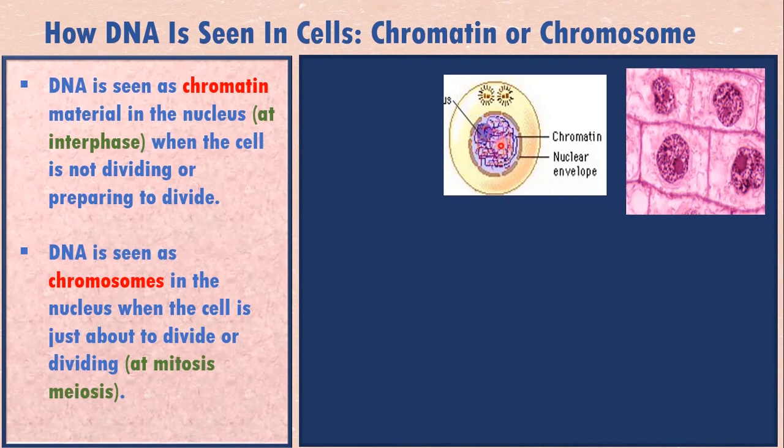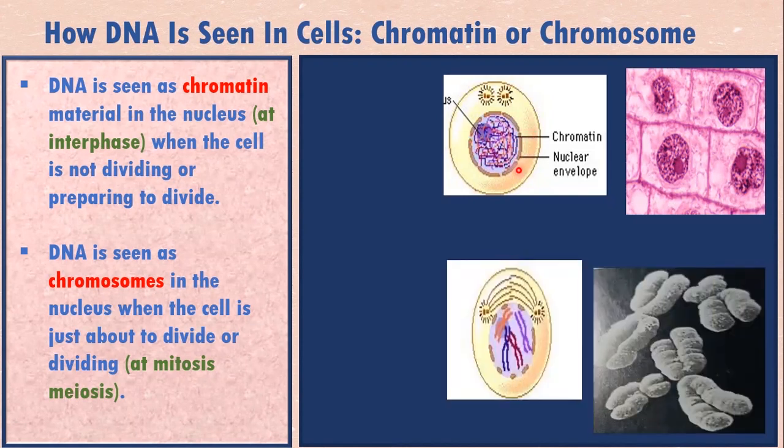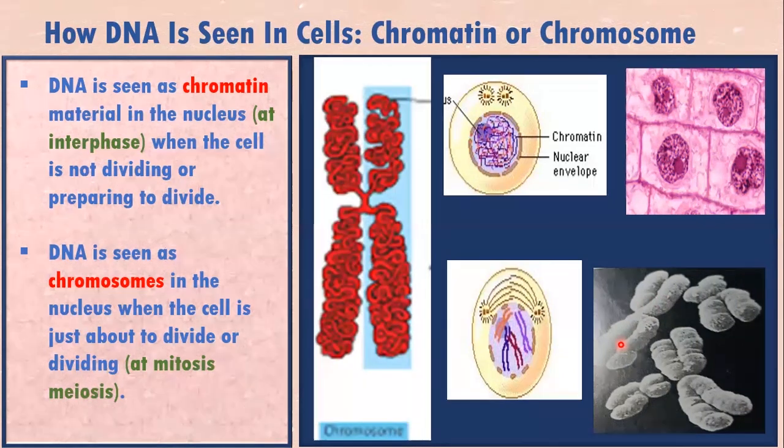But when the cell is preparing to divide, or when the cell is dividing, then the DNA is seen in the nucleus as chromosomes. See, here is the same cell. Here is now a chromosome. This is a chromosome. This is also one chromosome. All right. Now, we will have to find out why it happens like that. Here you have a chromosome enlarged.